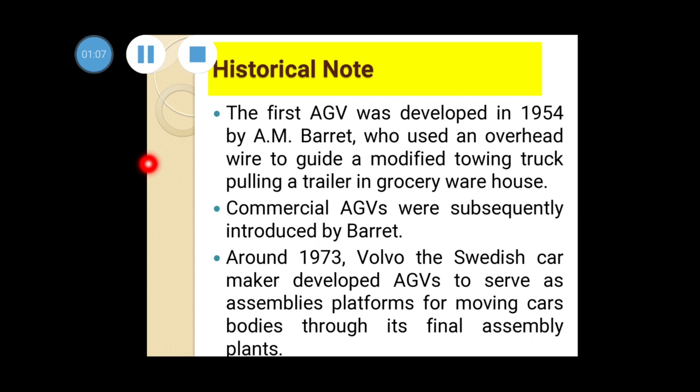The first AGV was developed in 1954 by A.M. Barrett, who used an overhead wire to guide a modified towing truck pulling a trailer in a grocery warehouse. Commercial AGVs were subsequently introduced by Barrett. Around 1973, Volvo, the Swedish car maker, developed AGVs to serve as assembly platforms for moving car bodies through its final assembly plants.